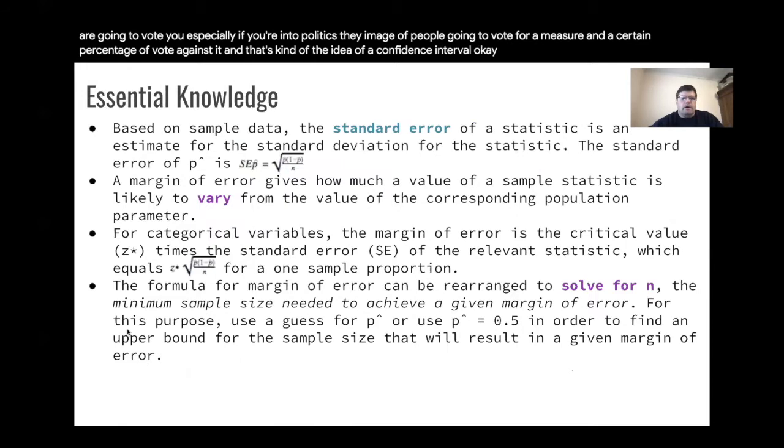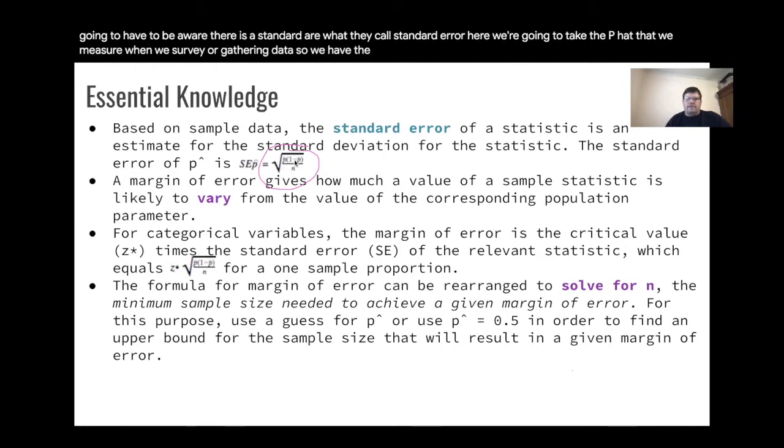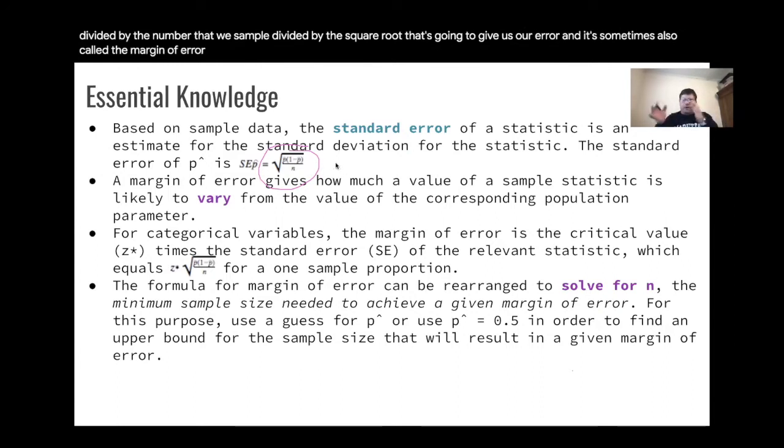Okay. There's a formula for that, and we are going to have to be aware. There's a standard, what they call standard error here. We're going to take the p hat that we measure when we survey or gather our data. So we have the success times the failure rate, 1 minus p hat, divided by the number that we sample, all under the square root. That's going to give us our error. And it's sometimes also called the margin of error. It's how far off we could be.